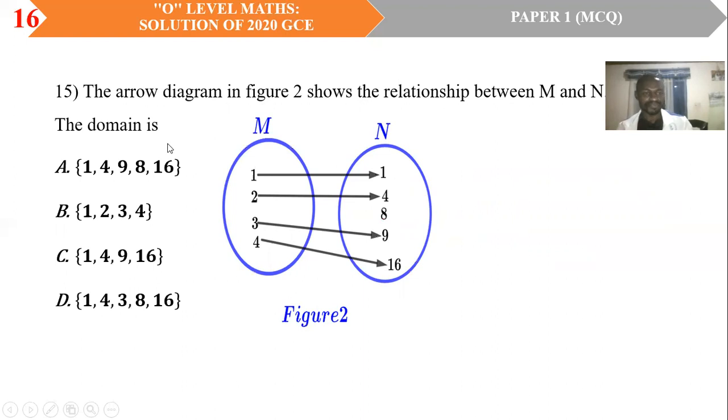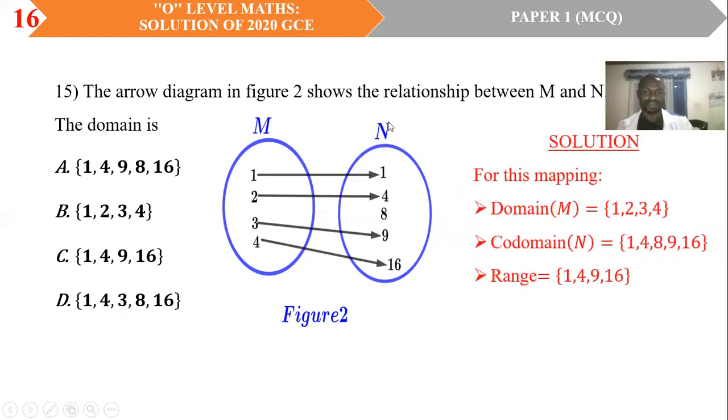Question 15. The arrow diagram in figure 2 shows the relationship between M and N. The domain is? Please look at this set. This M is the set of the domain. Solution. This N is the set of the codomain, and the range is the set of those elements that have pre-images in M, because the elements to which elements of M are mapped on this set are called images.